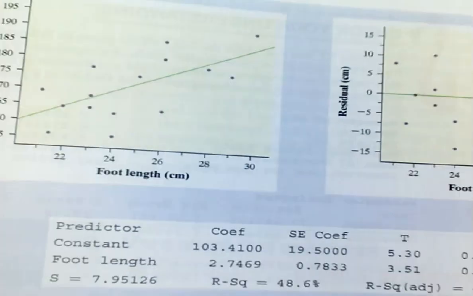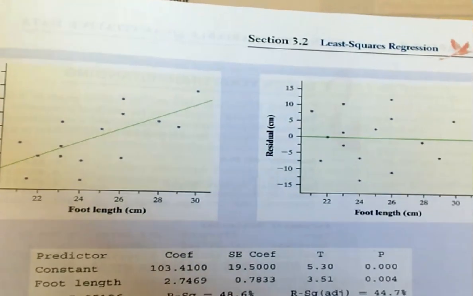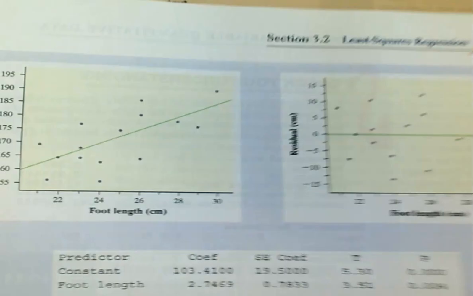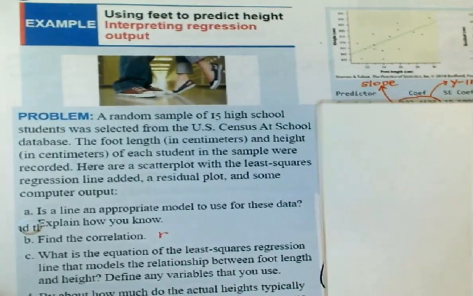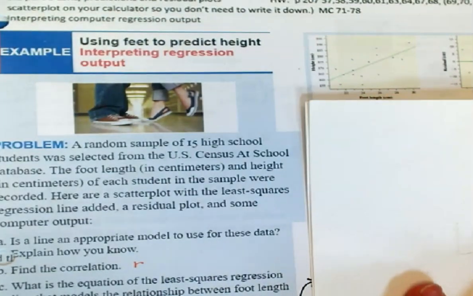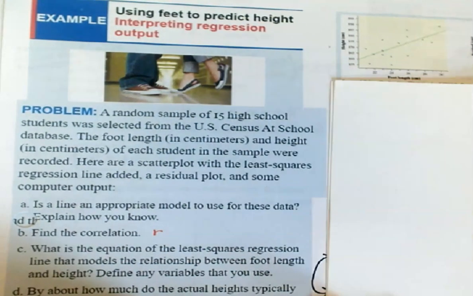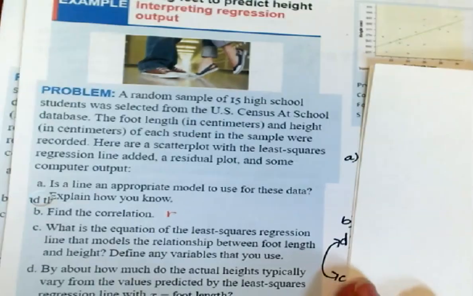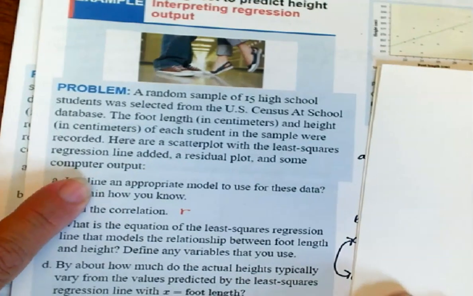So the example we're going to do on the note sheet is foot length and height. We're going to go through this example and look at the data that they give us. The problem is a sample of 15 high school students was selected from the U.S. Census at a school database. The foot length and the height of each student sample were recorded. Here's a scatter plot with the least squared regression line added and a residual plot and then some computer output.